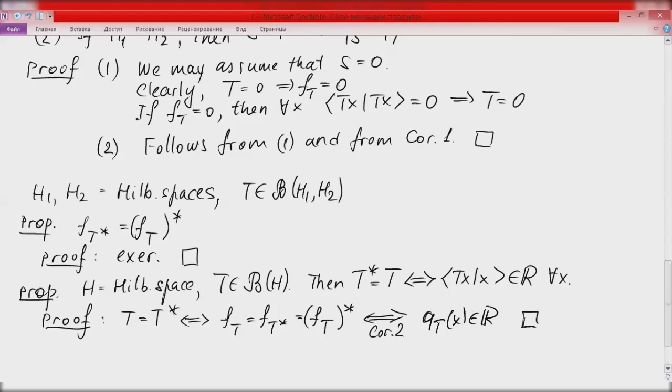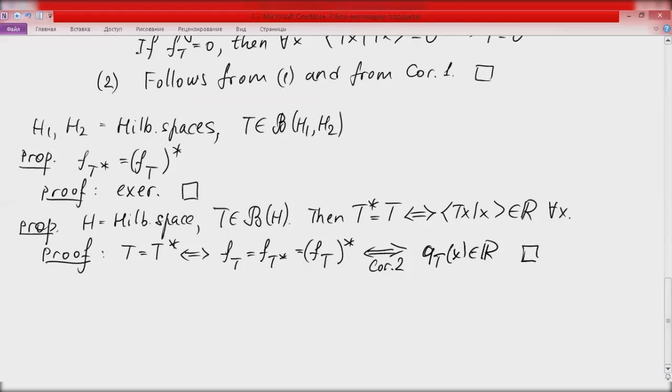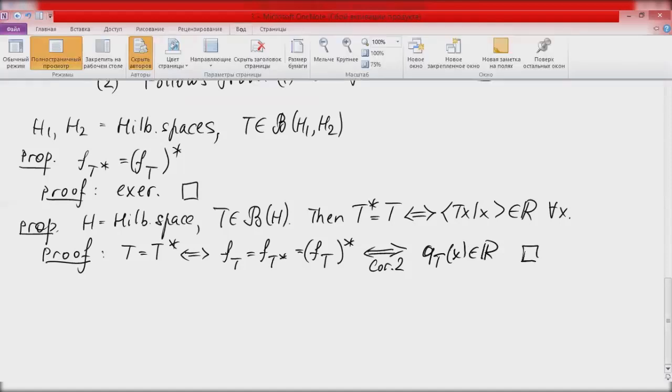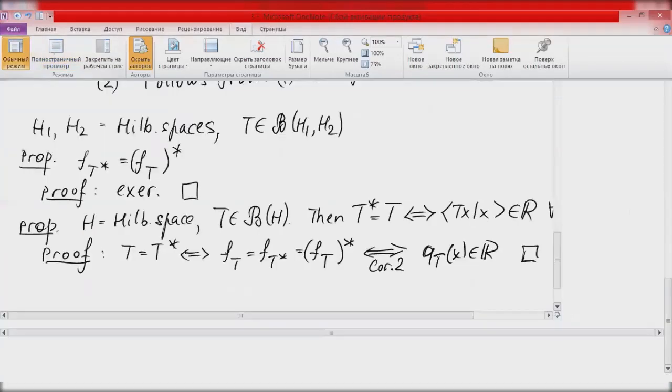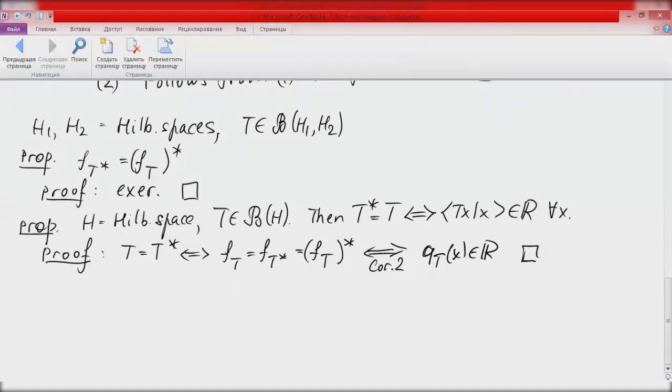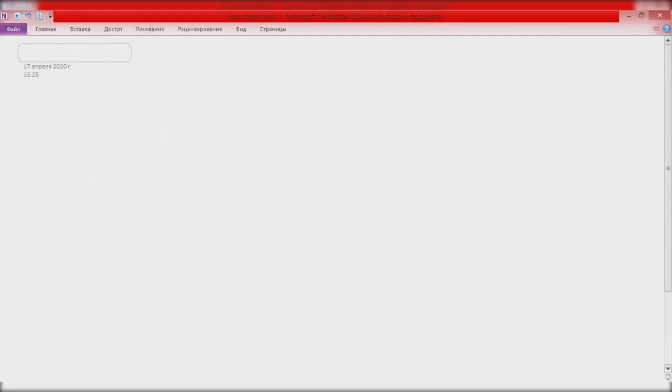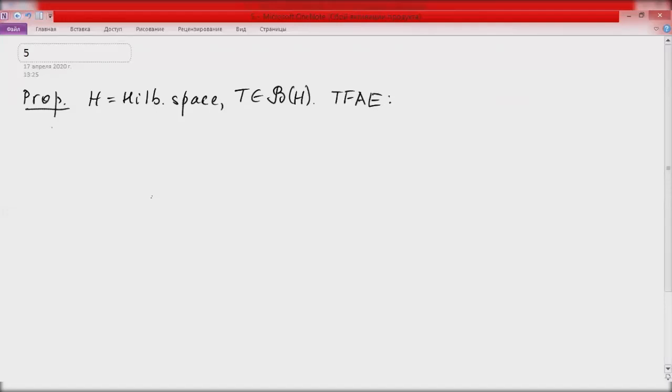And in conclusion, let's prove a useful characterization of positive operators on a Hilbert space. So we have the following result, a proposition. Let H be a Hilbert space, and let T be a bounded operator on H. Then the following conditions are equivalent. Condition 1, T is positive in the sense that it's a positive element of B of H.